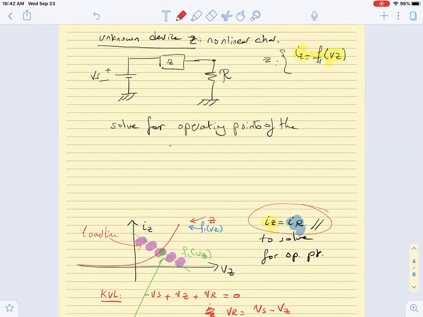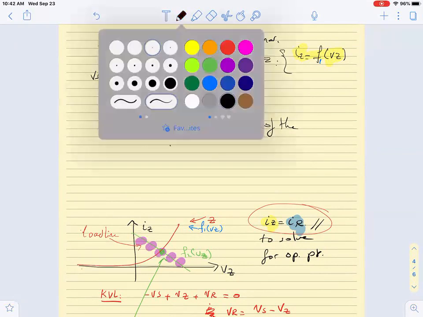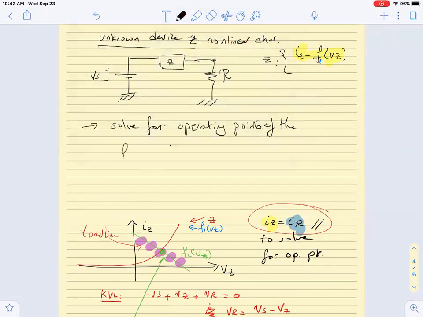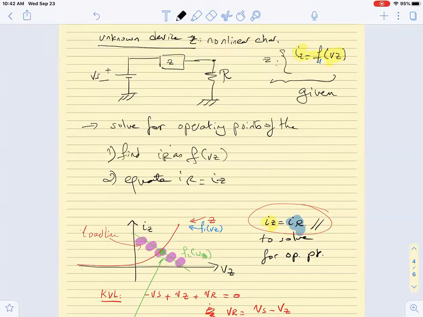And then if I want to solve for the operating point, then I need to find IR as a function of VZ as well. Okay, and if I find IR as a function of VZ, given this piece of information, I can equate IR to be equal to IZ, and therefore I will get F1 of VZ equal F2 of VZ, and then I can solve for the solution VZ. Okay, this is the goal we have. Is this clear?